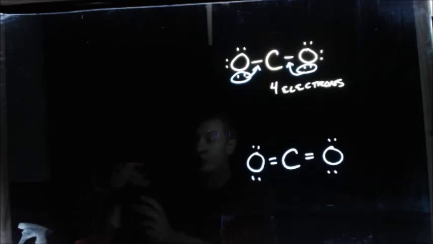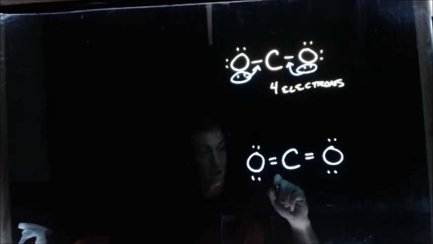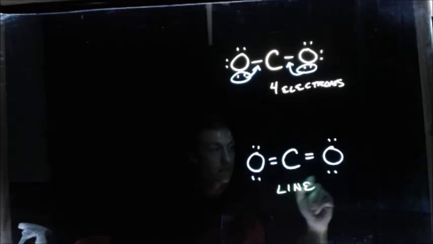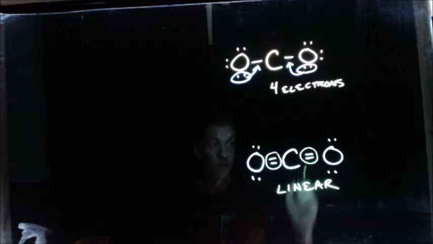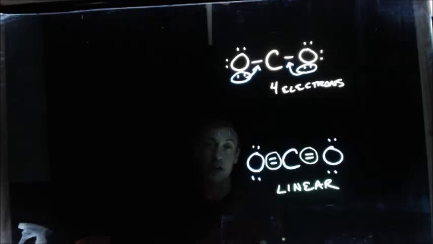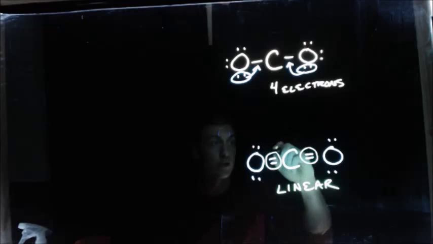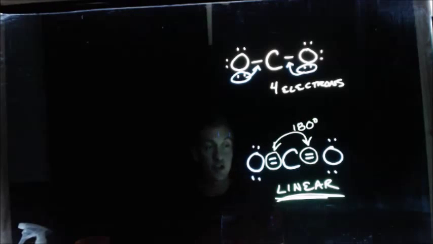Now there was confusion because carbon dioxide, the shape is going to be linear because there are only 2 branches around the central atom. They're going to try to get as far away from one another as possible, and as far away as they can get would be 180 degrees, and that's going to give it a molecular geometry of linear.